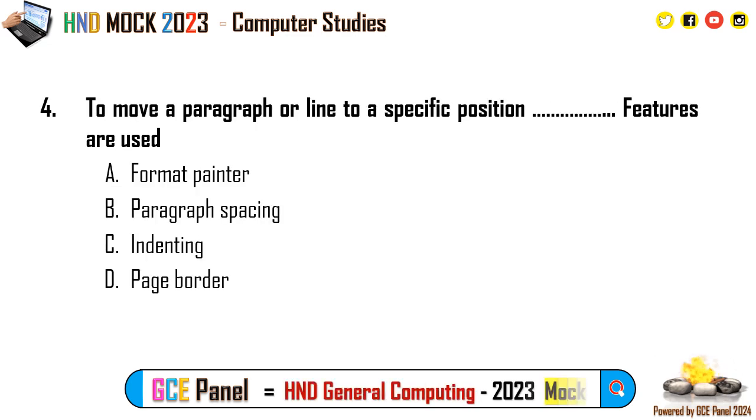Question 4. To move a paragraph or line to a specific position, which features are used? In this case, we use the indenting feature. This one is found under Paragraph in Microsoft Word, in the Home tab.